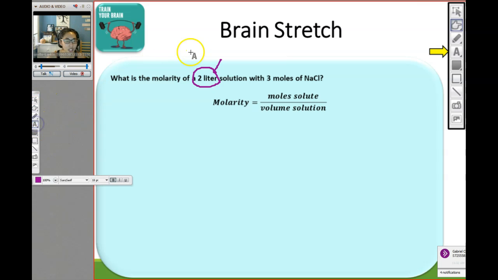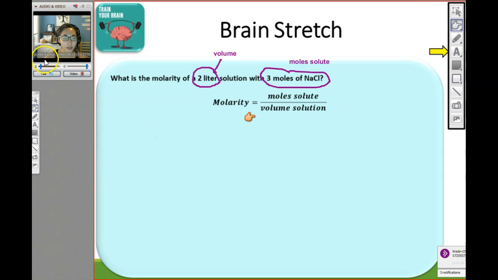Yeah, awesome. So this is going to be our volume, the volume of our solution. And then 3 moles is the moles of our solute, what's being dissolved, which in this case is going to be our sodium chloride. All right, you should be able to plug those in. So moles of solute divided by volume of solution.